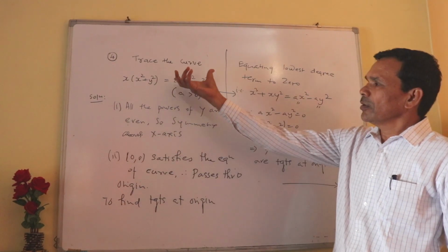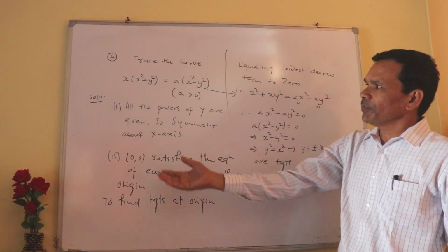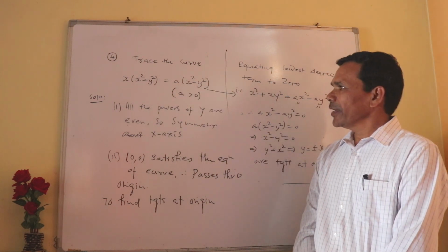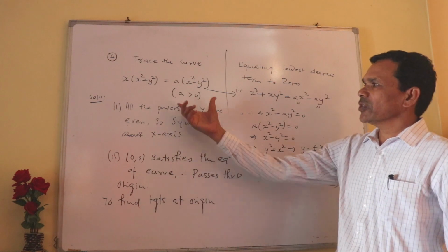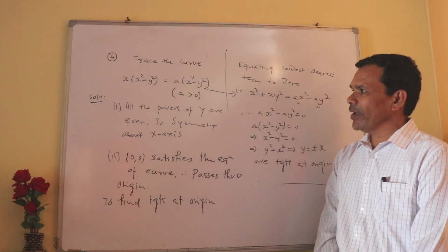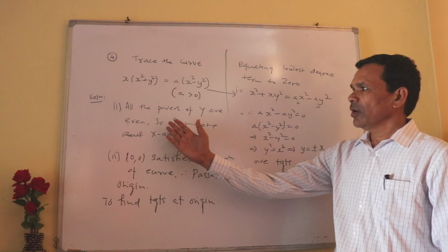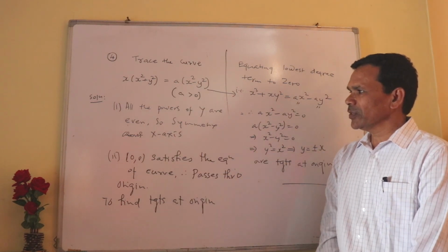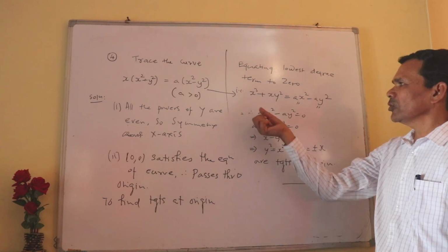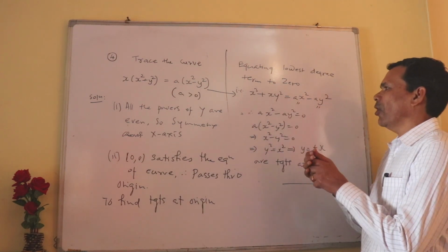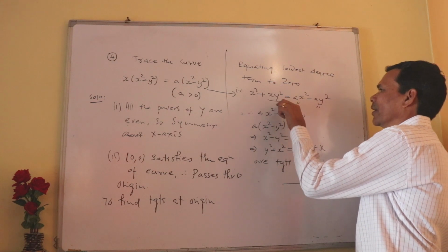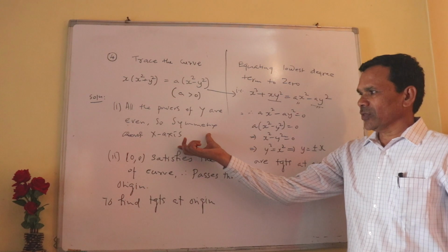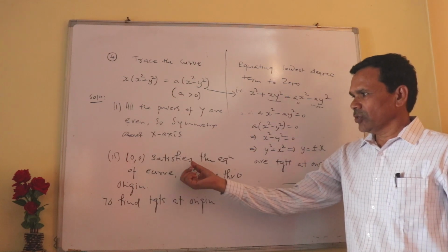Okay. The last curve: trace the curve x square plus y square, a x square minus y square, a greater than 0. Now this is a Cartesian curve in terms of x and y. So we go with the procedure. All the powers of y, if you observe, are even in the equation of the curve. So there is symmetry about the x-axis naturally. In this simplified form, all the powers of y are even. So the curve is symmetrical about the x-axis.